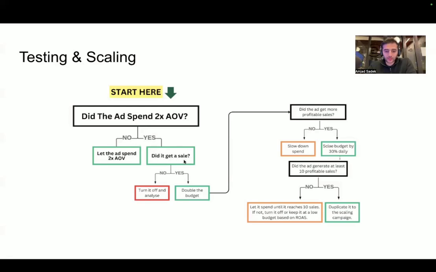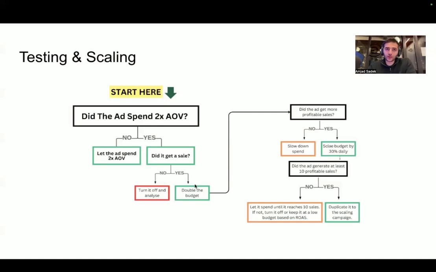So did it get the sale? If yes, then we double the budget. If no, then we turn off and analyze. Here, by the way, you don't have to double the budget. If you have it at 50, you don't necessarily have to double it to 100. This is the way I like to do it, because I want to get data faster, to scale the ad faster. But you don't have to do that.